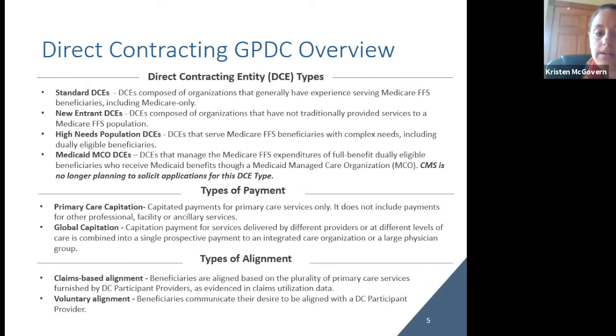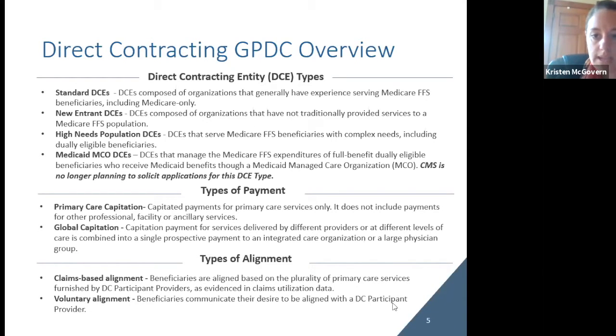A second mechanism, which has also been used in other programs, but is really being used more in this particular model, is voluntary alignment. This is where the beneficiary communicates their desire to be aligned with a direct contracting participant provider. So if Dr. Smith comes to me and says, hey, I'm participating in this program, do you want to receive care through this program from me as your provider, then the patient could say yes, or the patient could say no. If they say yes, then they would be aligned to that direct contracting entity that provider works with.